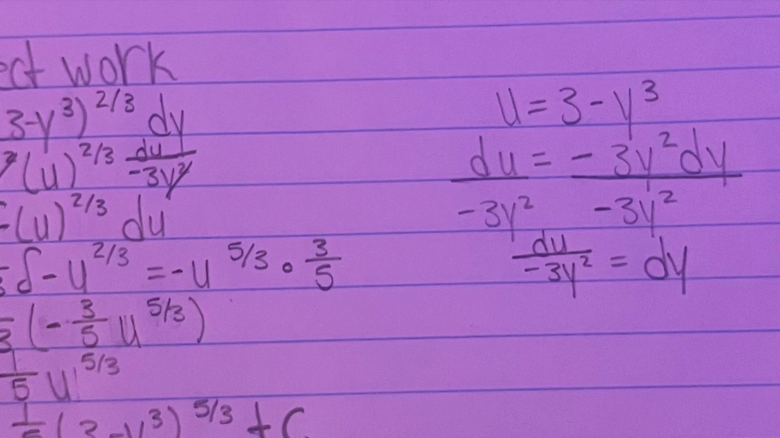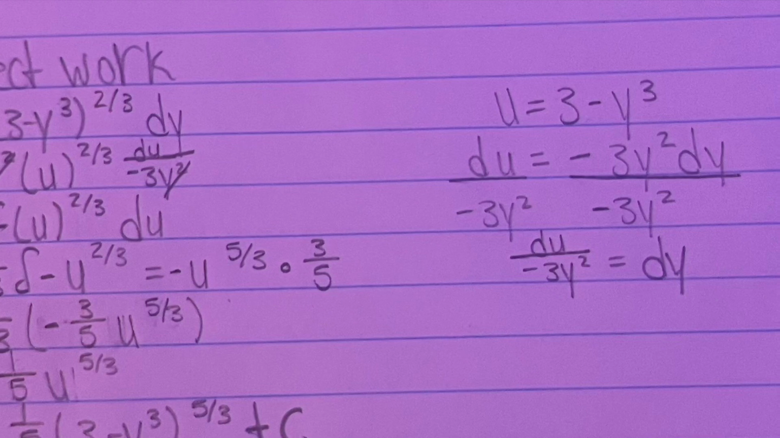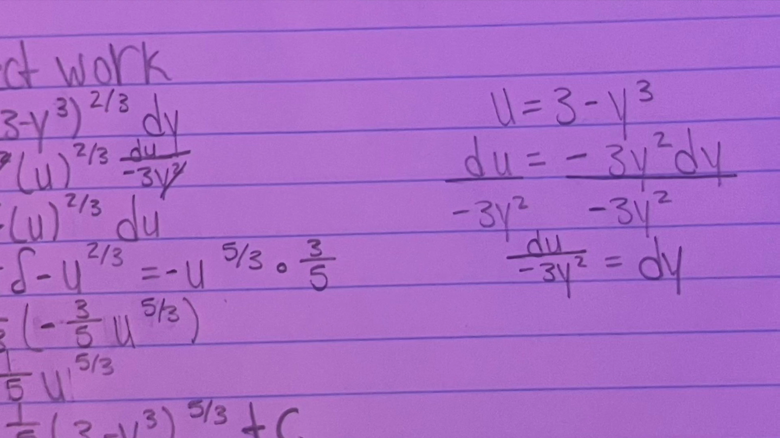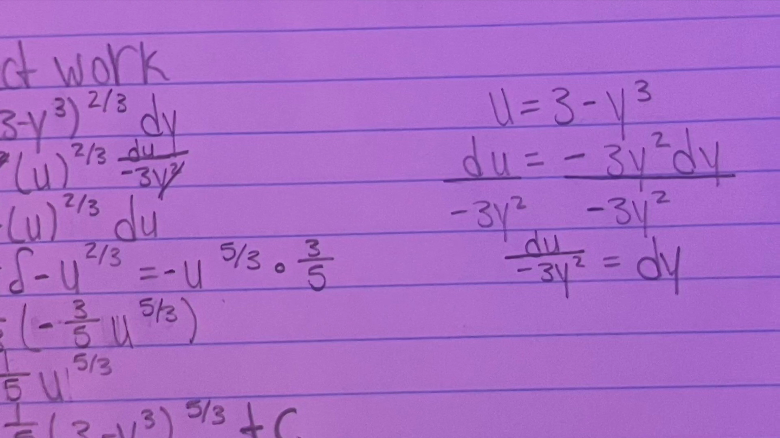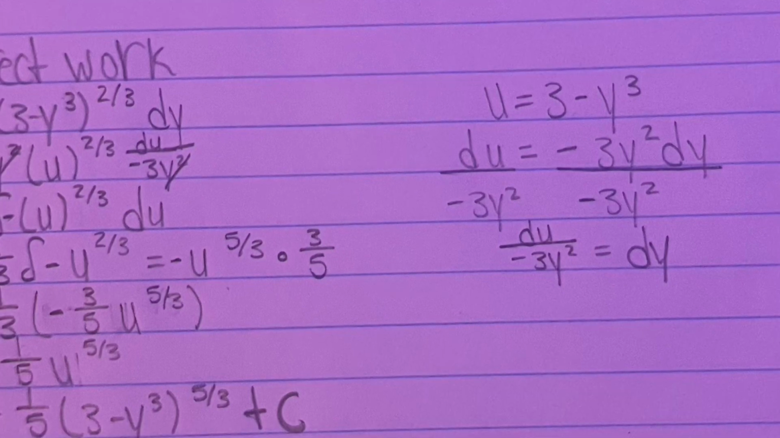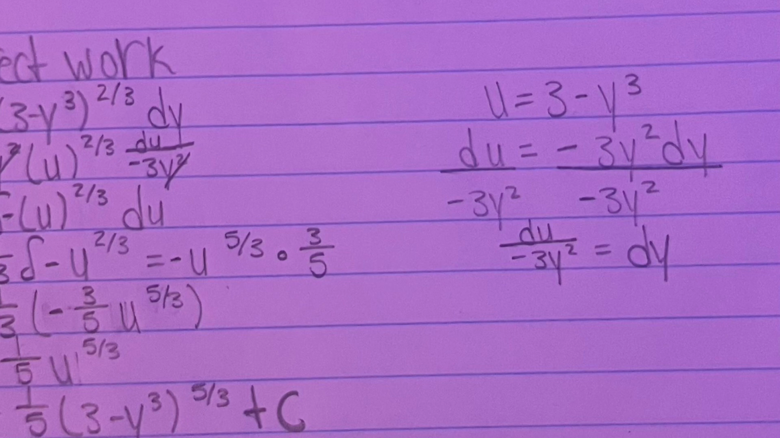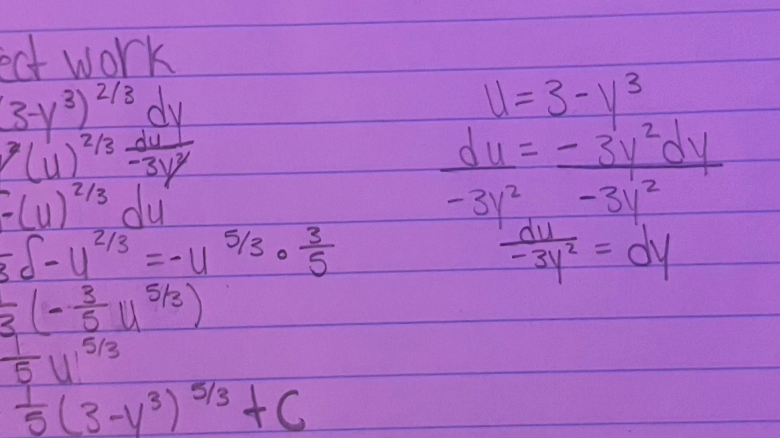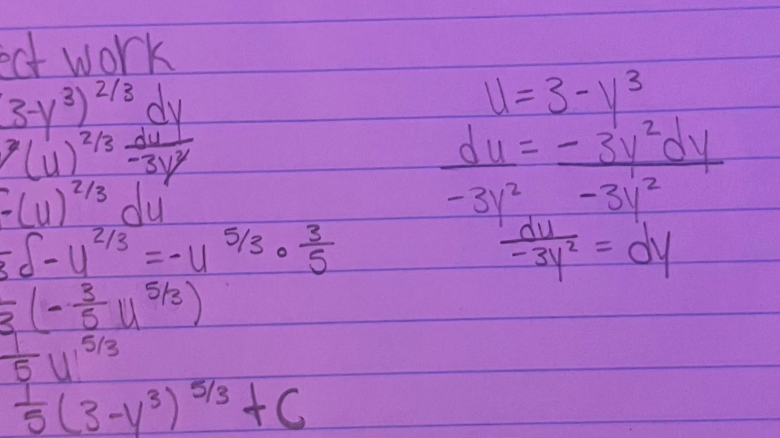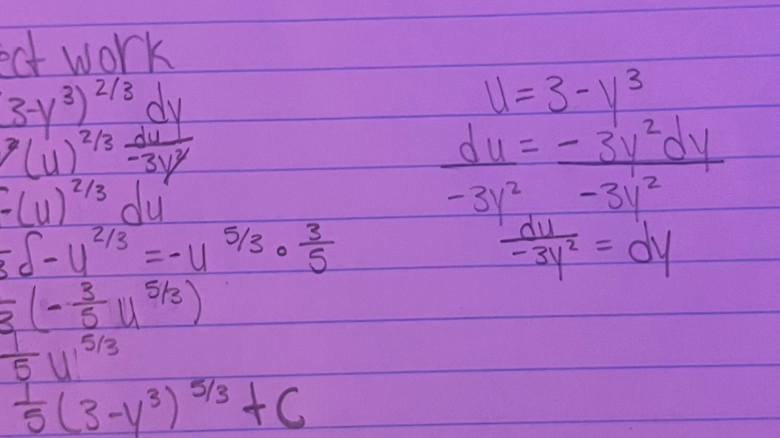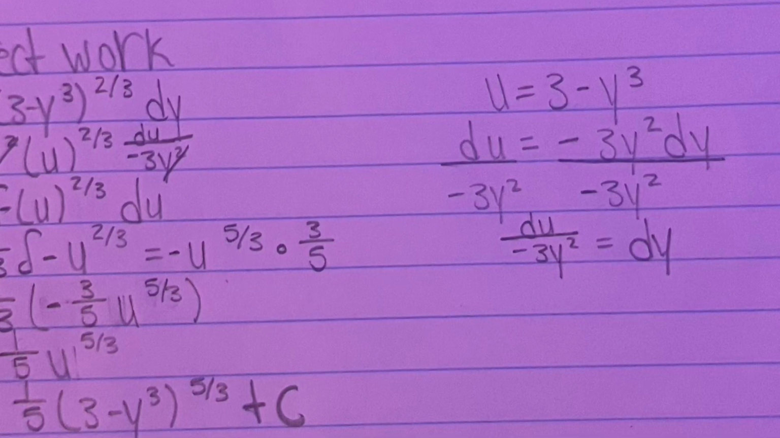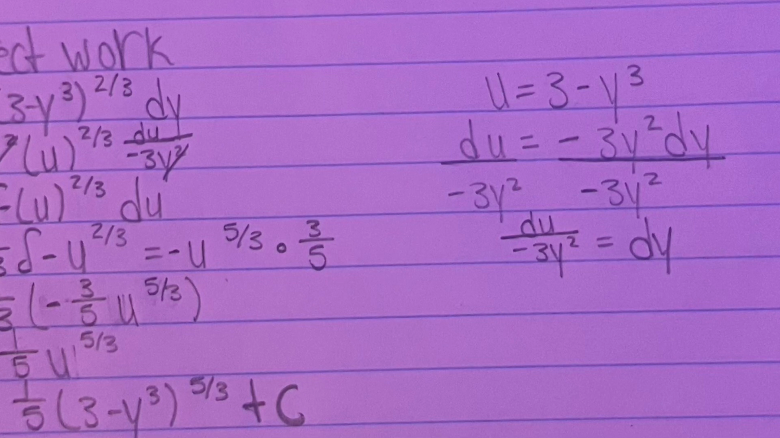Afterwards, you want to solve it like any other indefinite integral. U to the power of 2 over 3. You want to add a whole number, so it'll be 2 over 3 plus 3 over 3, which is equal to 5 over 3. And then you just want to multiply it by the reciprocal, so the new equation will look like negative 3 over 5 u to the power of 5 over 3. But we also want to remember we still have the 1 over 3 in front.